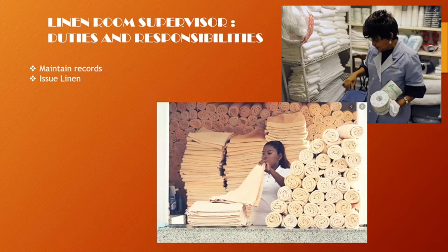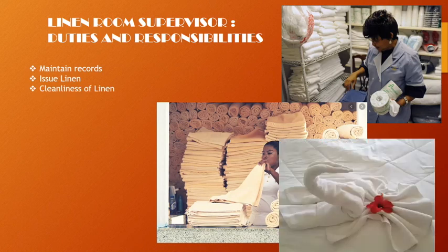The linen room supervisor also ensures a clean and tidy linen room at all times. Means it is always set properly. That is his responsibility. And they report to the executive housekeeper if any item has been damaged, because linen is very expensive, uniforms are very expensive. So if any damage is noticed by them, they inform the executive housekeeper.